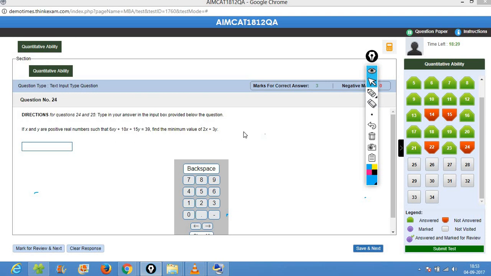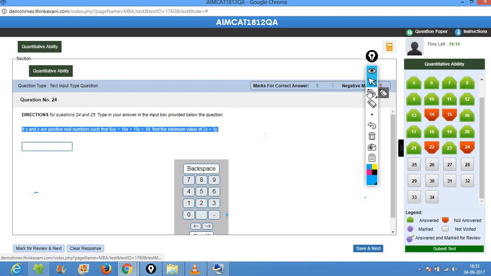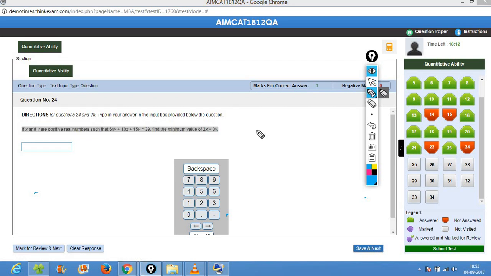6xy plus 10x plus 15y is equal to 39. So, okay, it's like a special equation question, huh? Forming it into A times B form. Six xy plus 10x plus 15y is equal to 39.